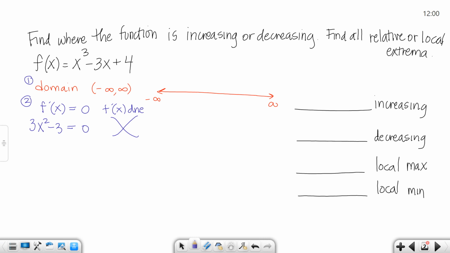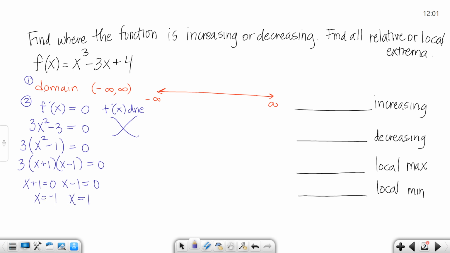Now there's two different ways you can solve this derivative equation. You can use the square root property, or you can solve it by factoring. I'm going to solve mine by factoring, but do make sure that you know you're going to have two answers because it's an x squared equation. The first thing I notice is they have a 3 in common, so I can factor out that greatest common factor. And then it's just the difference of squares. So the 3, I could divide both sides by 3 and it goes away. The x plus 1 equals 0, and the x minus 1 equals 0. So my two critical numbers are negative 1 and 1.